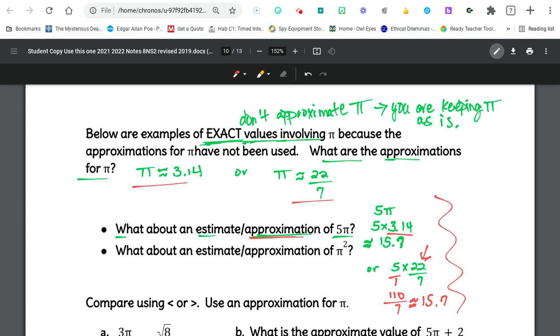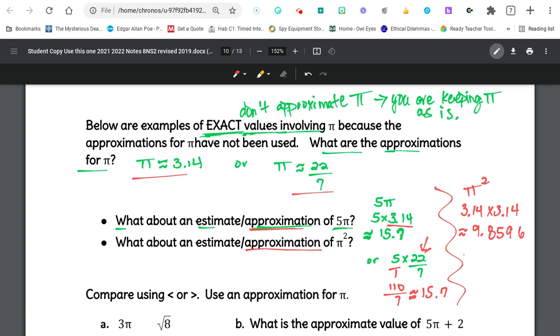It says, what's the best estimate or approximation for pi squared? Pi squared just means 3.14 times 3.14. All right, so that's all that means. So you multiply that out. Let's see what we get. 9.8596. And if you chose to approximate it to the nearest tenth, it's 9.9. That 5 tells the 8 to go up to a 9.